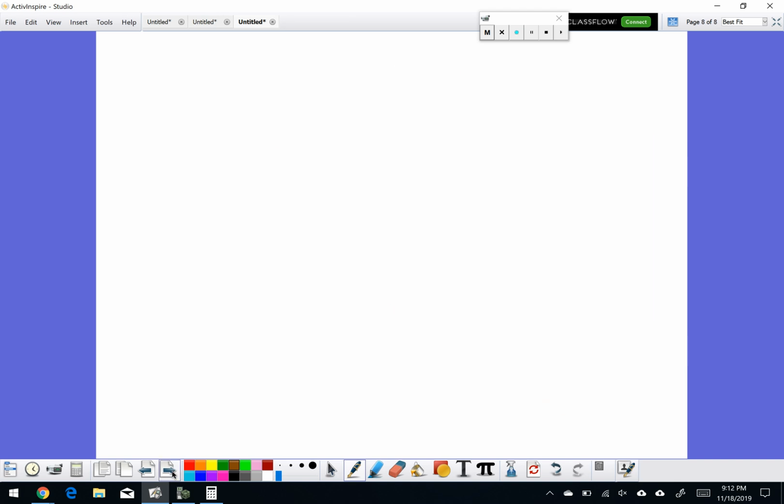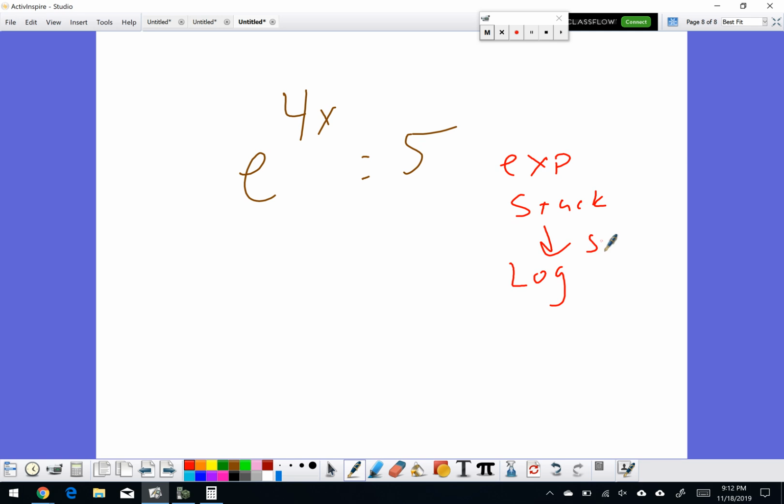This is a good problem. So let's say I have e to the 4x equals 5. So this is the same point here. This one right here, though, is I'm in exponential. But once again, I'm stuck. So if you're ever stuck, go to log, or you switch. So therefore, because I'm in exponential, I'm going to go to log. If I was in a log, I go to exponential. So this would be log base e of 5 equals 4x.